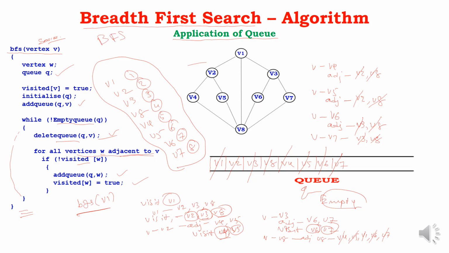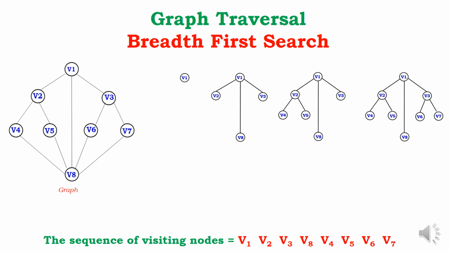BFS uses Q in the algorithm to traverse all the nodes. So BFS can be treated as an application of Q. Let me explain the graph traversal using the BFS method, breadth first search. Breadth first search uses Q. So the breadth first search method is considered an application of Q.